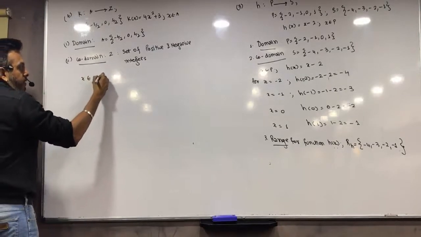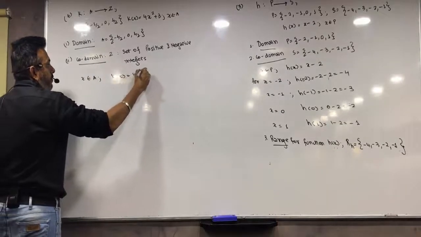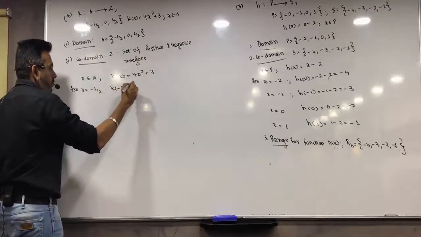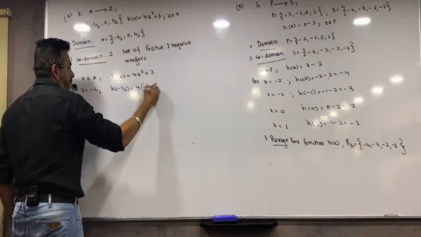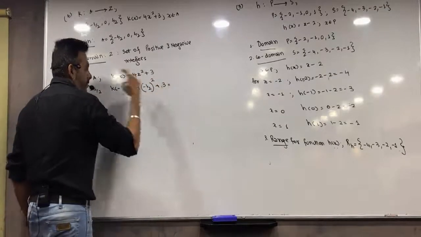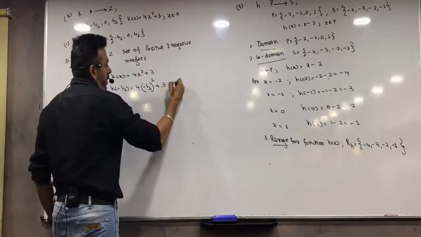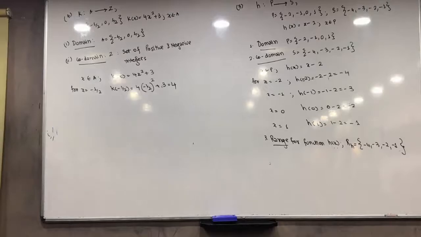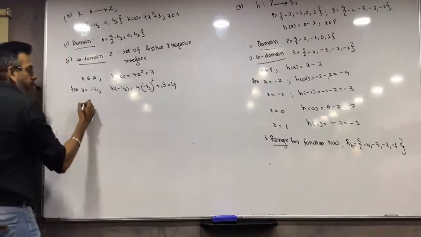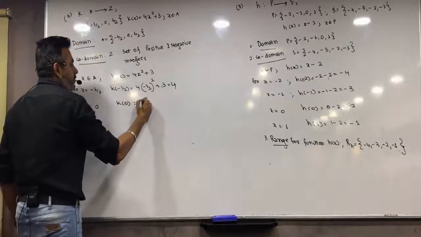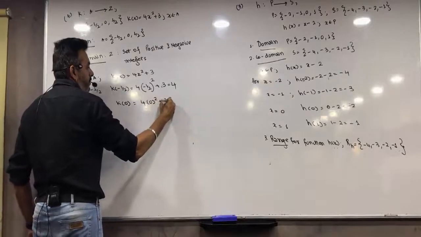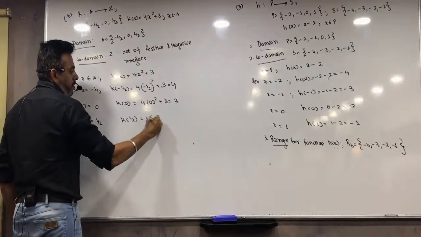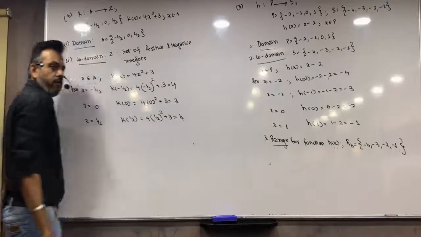Now x belongs to A. K of x is 4x squared plus 3. For x is equal to -1/2, K of -1/2 is equal to 4 times (-1/2) squared plus 3. The 4s cancel, -1 squared will become +1, 1 plus 3 is 4. For x is equal to 0, K of 0 is equal to 4 times 0 squared plus 3, which is equal to 3, and for x is equal to 1/2, also equal to 4. Possible? Yes.